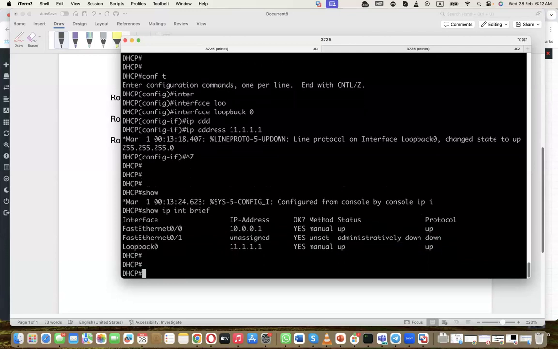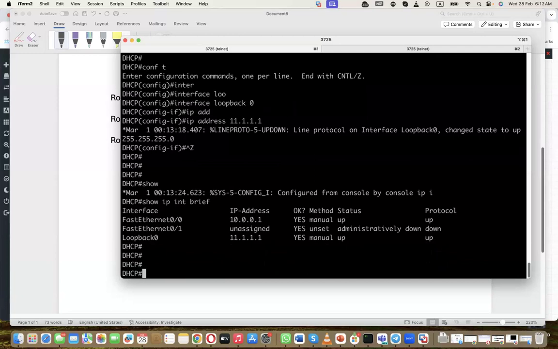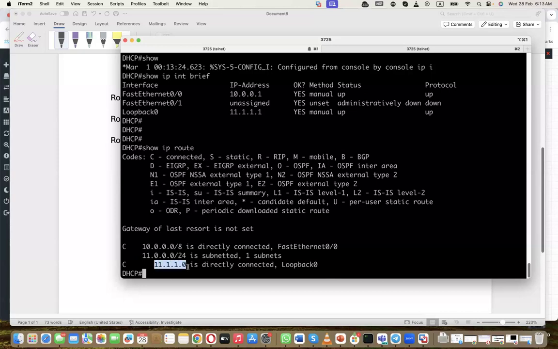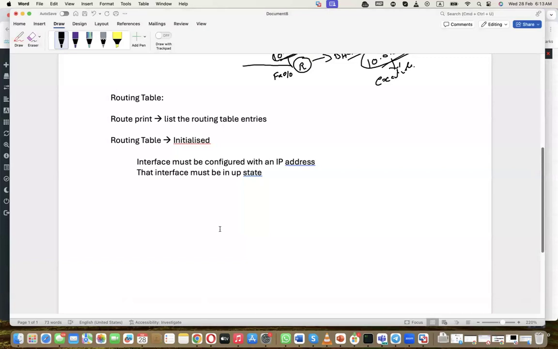The condition is true. In my routing table now, I can see two entries, one for the 10 network and one for the 11 network. Now, if this device has to forward a packet to any of the endpoints in the 10 network, it will send the packet out via FastEthernet 0/0. If the device would like to send traffic to any of the endpoints in the 11.1.1.0 network, it will be forwarded out via loopback 0. Is this clear? Any questions on this?